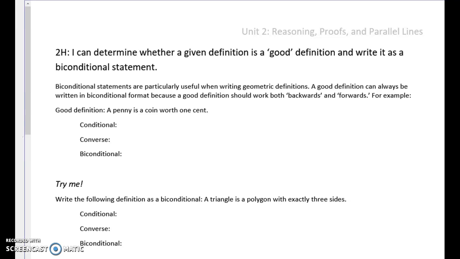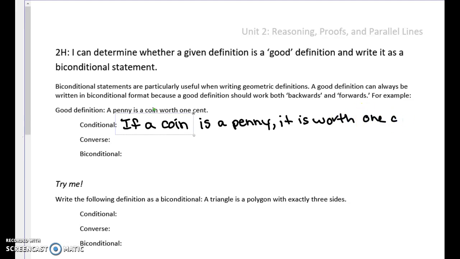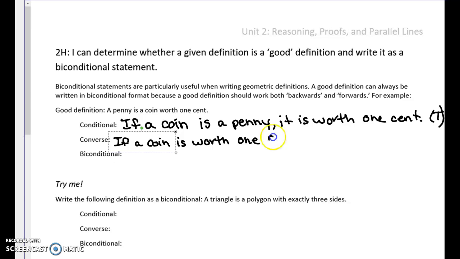So for example, a penny is a coin worth 1 cent. If I were to write this as a conditional, I would write, if a coin is a penny, it is worth 1 cent. Okay. Now that's a true statement, right? Now the converse of that statement would be, if a coin is worth 1 cent, then it is a penny. That's also a true statement.